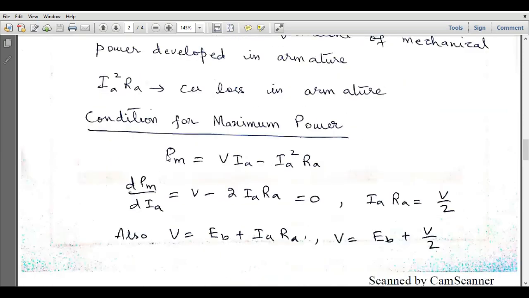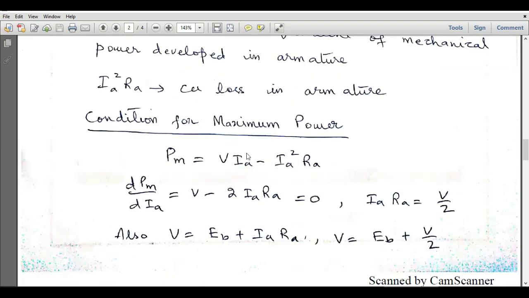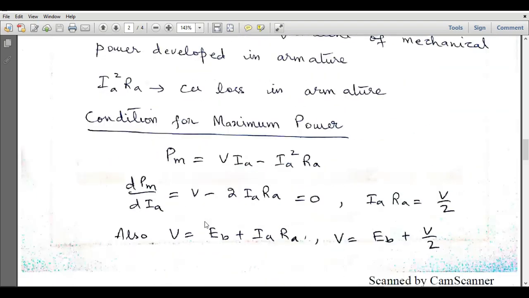PM, or the mechanical power developed, is equal to VIa minus Ia squared R, right? Because this expression is equal to the mechanical power, we can differentiate it with respect to Ia and equate the result to zero, and then we can evaluate the condition for maximum mechanical power, right? So in order to evaluate the maxima of this expression, we differentiate it with respect to Ia and equate it to zero to get the condition for maximum mechanical power.